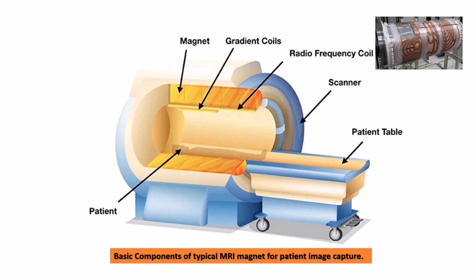These are then surrounded by radio frequency coils. Radio frequency coils are what are used to create pulse frequencies, which turn on and off the gradient coils.